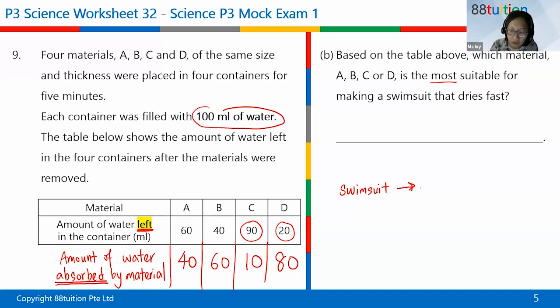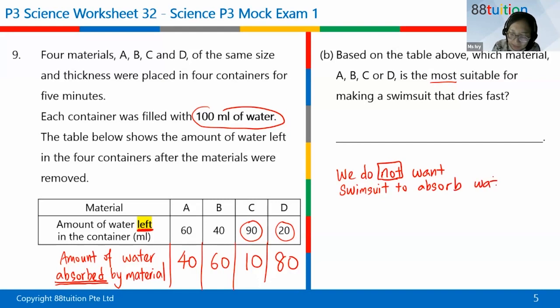So we do not want the swimsuit to absorb water. Some of you forgot this. If the swimsuit absorbs water, water has mass, right? Then the swimsuit will be very heavy, and you will sink in the water instead of floating on water. So we don't want the swimsuit to absorb water.